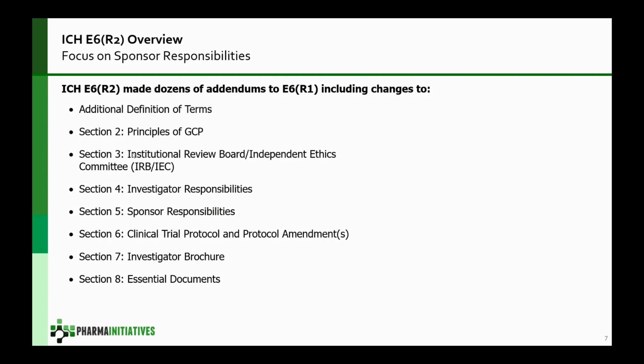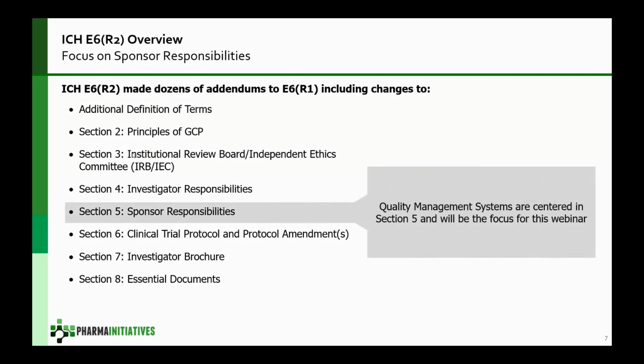A lot of them are minor, a lot of them are more associated with technical systems and systems validation. That's not going to be our focus. We're going to focus here on probably the big kahuna, the big change that came in Section 5 related to sponsor responsibilities, which was the responsibility to implement a quality management system. And that was a whole new responsibility that didn't exist before.